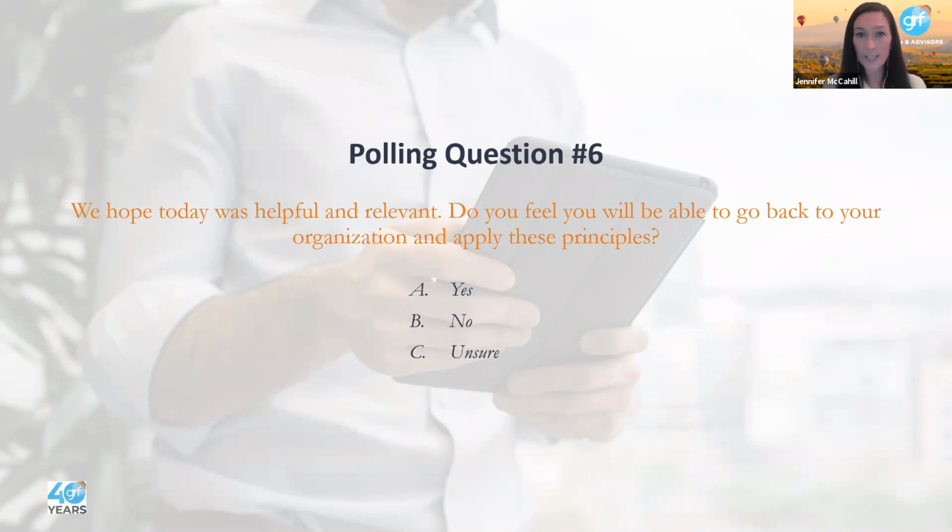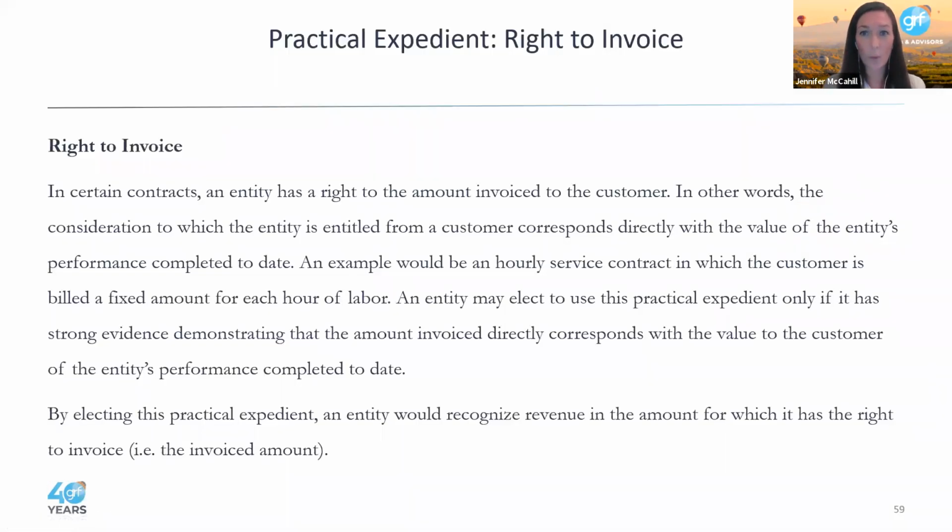All right, so just a couple of things to conclude the presentation that we wanted to mention. There are a couple practical expedients out there for you all to elect when applying this new standard. And so this right to invoice was actually something that Lindsay mentioned when she was going over her slide and the output method. With this, you can actually skip steps 3, 4, and 5. You only need to complete steps 1 and 2. So basically, it's saying that an entity has a right to the amount that it's invoicing. Here, it's very straightforward in the example that we've given you. In other words, the consideration or your revenue is equal to the amount that you have invoiced.